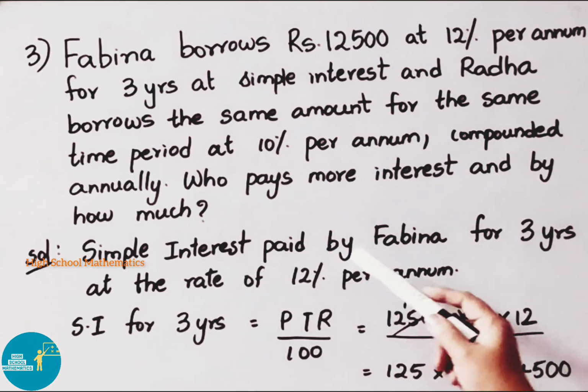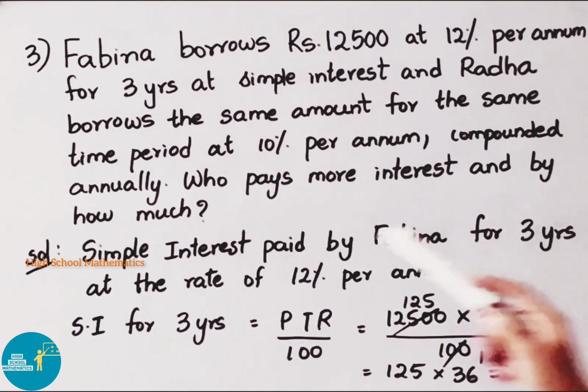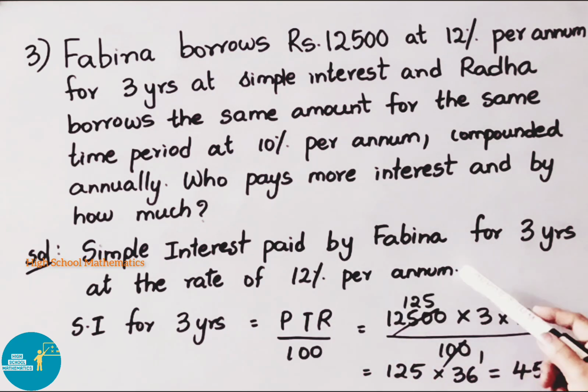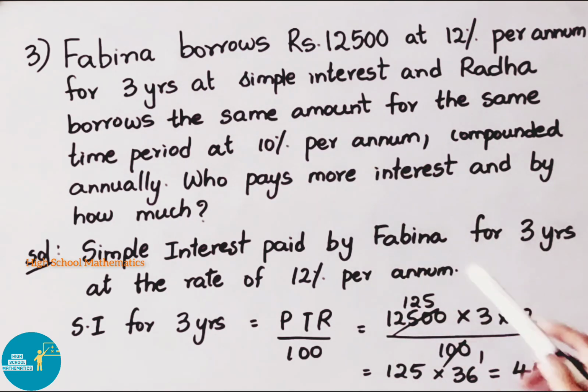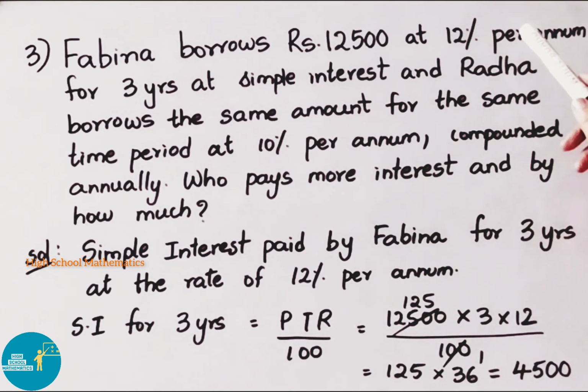Simple interest paid by Fabina for 3 years at the rate of 12% per annum. That is simple interest for 3 years, that equals PTR by 100. That equals principal amount 12,500 rupees into time period 3 years, so into 3, into rate of interest 12%, so 12 by 100.